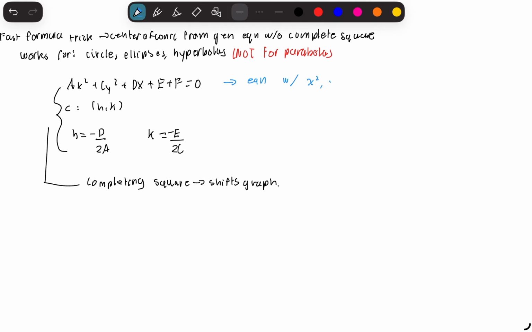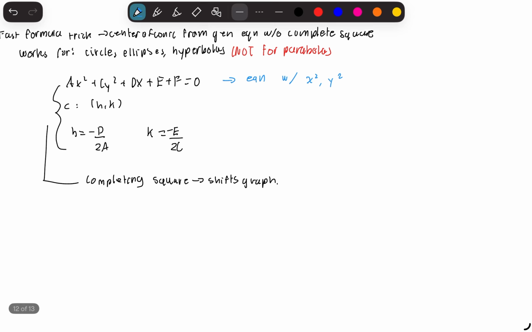Now, the reason why this equation works is because this is for an equation with an x squared, a y squared, and without an xy. And that is including circles, ellipses, and hyperbolas, but not a parabola, because a parabola is going to not meet that condition.